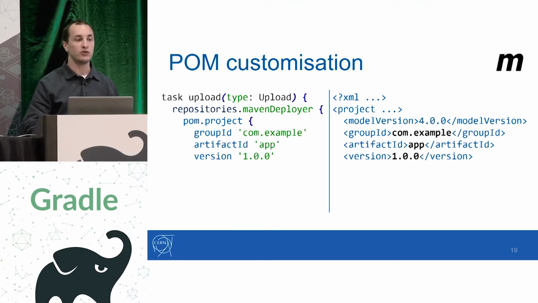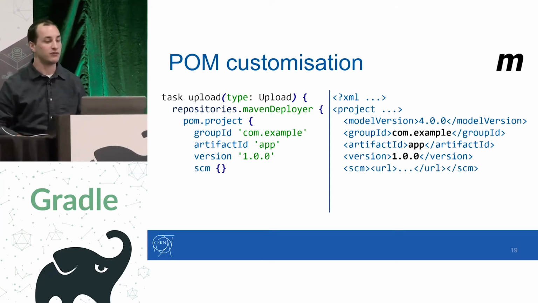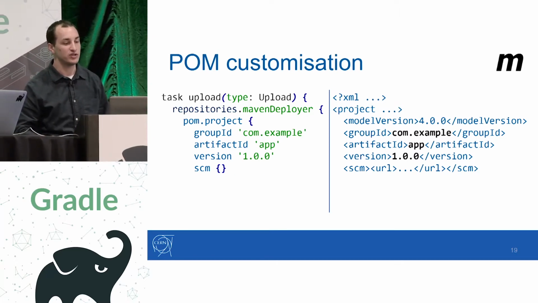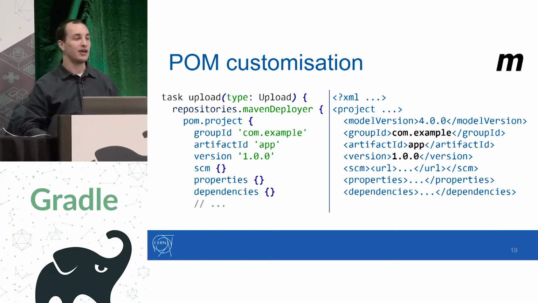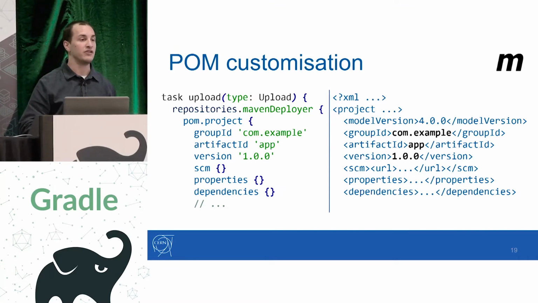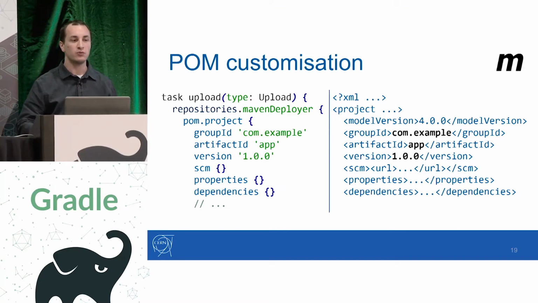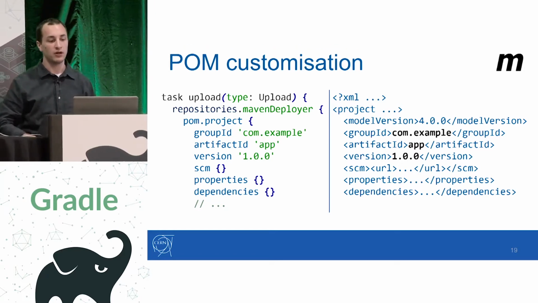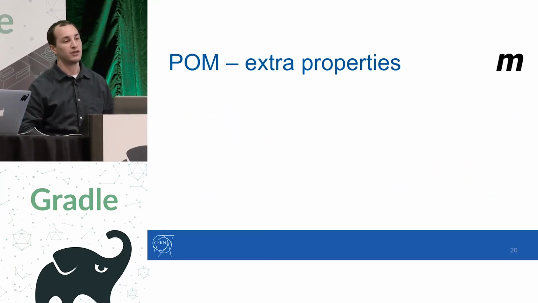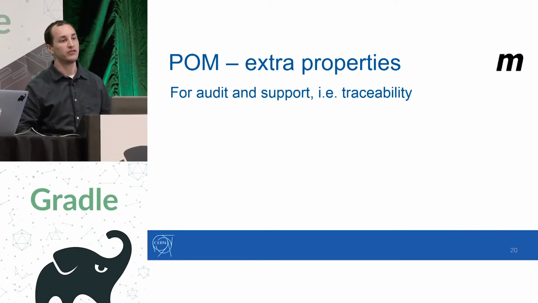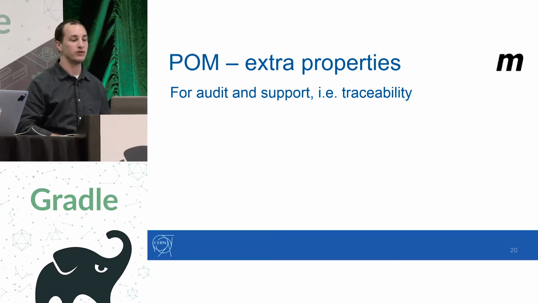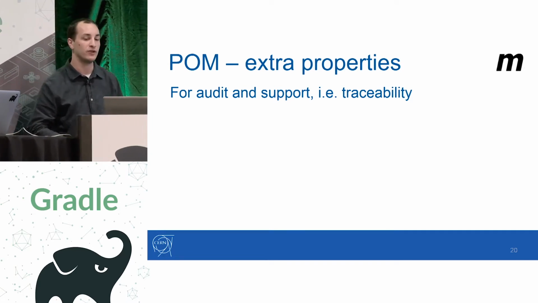For example, you can override or specify the group, artifact ID and the version. You can define some version control information about your project. You can add extra properties and manage the dependencies as well if you need to. So why would you want to do that? What we use it heavily for is to add extra properties. The reason for that is that adding extra properties to the POM helps us tremendously with auditing and support, basically by giving us trace information about how that specific artifact was produced.